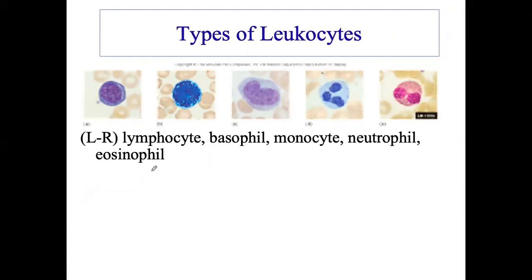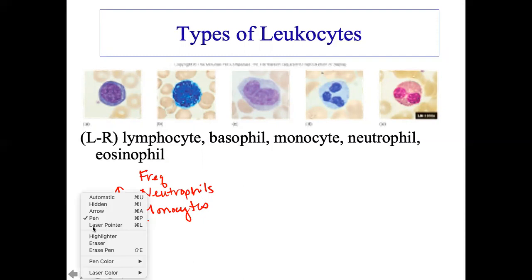So let's go through that. If we're talking about frequency, the most abundant would be neutrophils, right? Then what's next? Monocytes. Then, whoops, sorry guys, I did it wrong. Eraser.